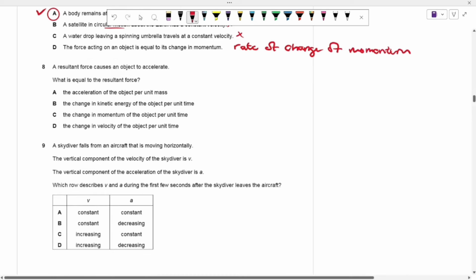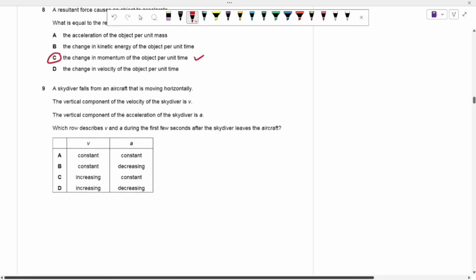Question 8. A resultant force causes an object to accelerate. What is equal to the resultant force? Like I've said, it's the change in momentum per unit time. Guys, lock in. The change in momentum per unit time is basically the resultant force, okay?